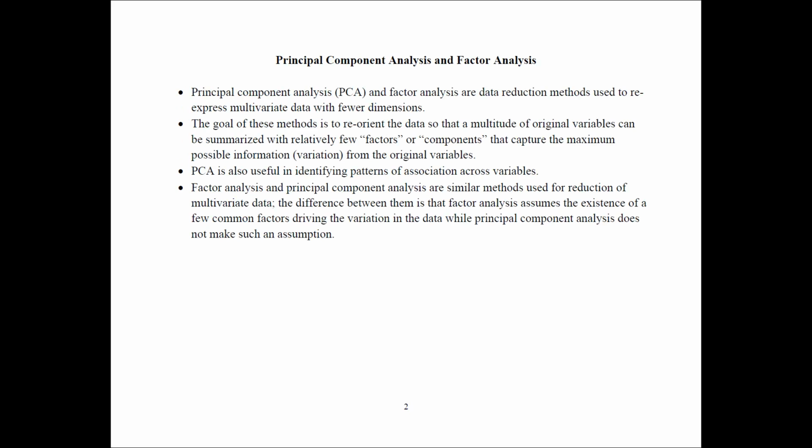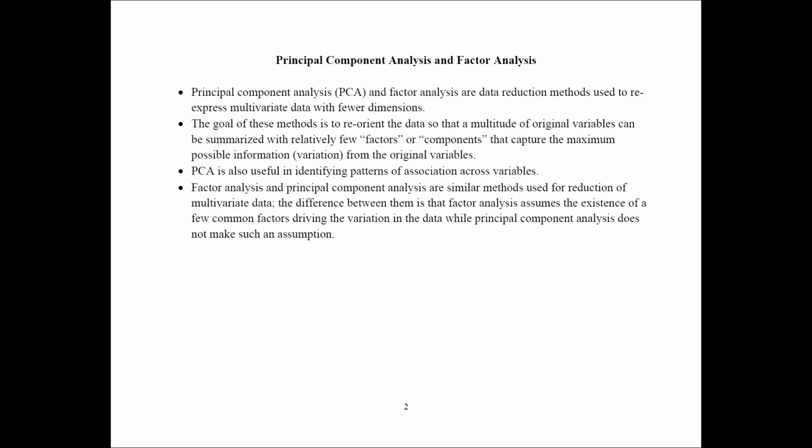So what are principal component analysis and factor analysis? They are data reduction methods used to re-express multivariate data with fewer dimensions. What we mean here is that we have a lot of variables in your data set, and you wonder if all of them should be used in an analysis, or some of them might be redundant, and you can express all of those variables with fewer factors or components. So the goal of these methods is to reorient the data so that many original variables can be summarized with very few factors or components that capture the maximum possible information or variation in the data from the original variables.